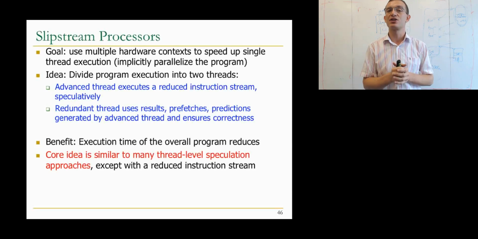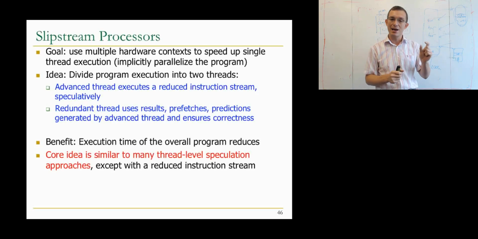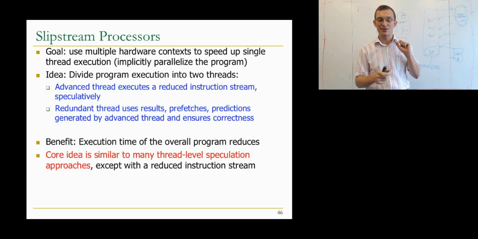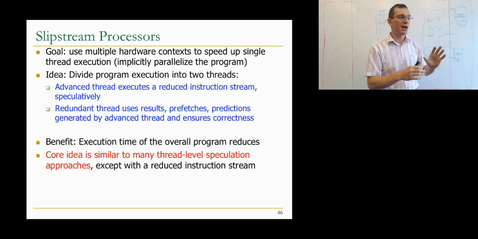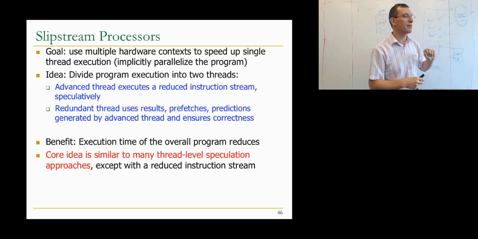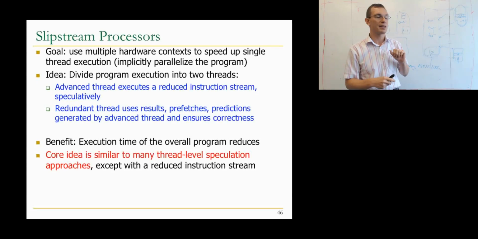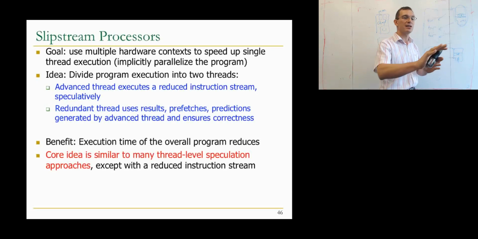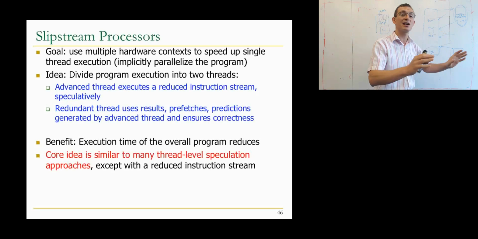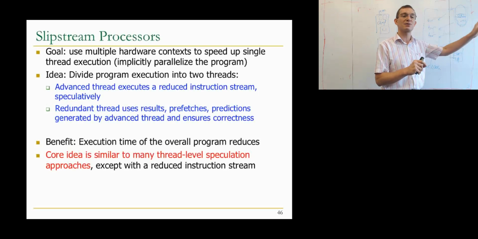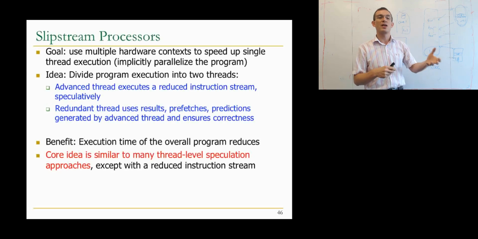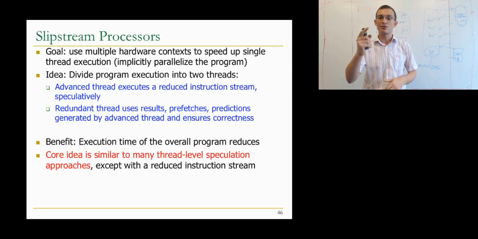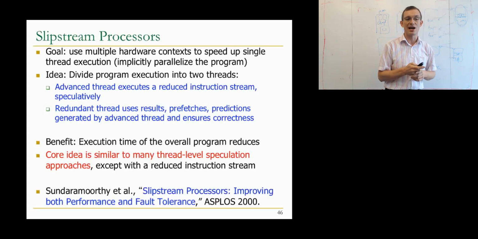That's the idea. The benefit is that by having these two threads, the execution time of the overall program reduces. The core idea is similar to many thread-level speculation approaches, except the key point here is to have a reduced instruction stream as the advanced thread. It's very similar to the speculative parallelization prefetching method, the pre-execution method we discussed earlier, where you can have a reduced instruction stream as well. This is also similar to multiscalar, except multiscalar doesn't reduce the instruction stream, if you remember. The thread-level speculation from Steffan et al. that we talked about earlier also doesn't reduce the instruction stream. Here, the instruction stream is reduced, and it's reduced dynamically. We'll take a look at how it's done.